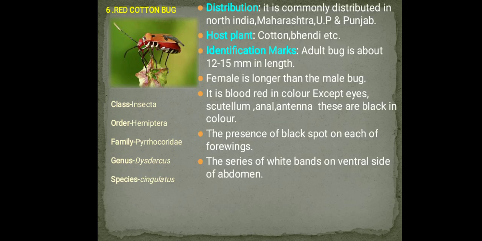Then distribution: it is commonly distributed in North India, Maharashtra, UP and Punjab. The host plants of this red cotton bug are cotton and bhendi. The identification mark of this bug: the adult bug is about 12 to 15 mm in length. The female is longer than the male bug. It is blood red in color except the eyes, scutellum, anal region and antenna. These are black in color. There is a black spot on each forewing. A series of white bands is present on the ventral side of the abdomen.